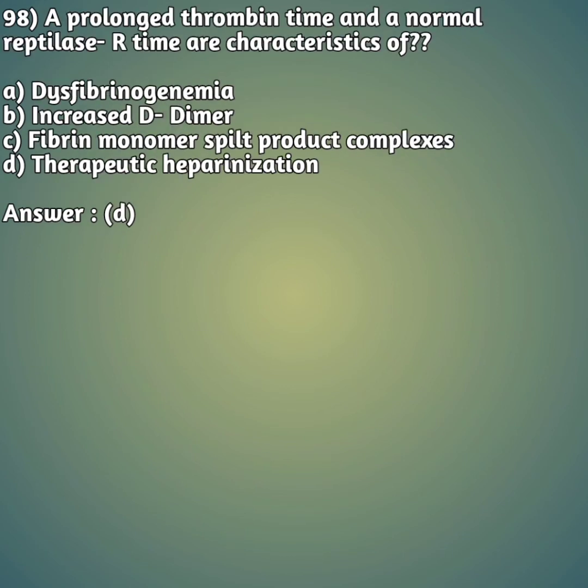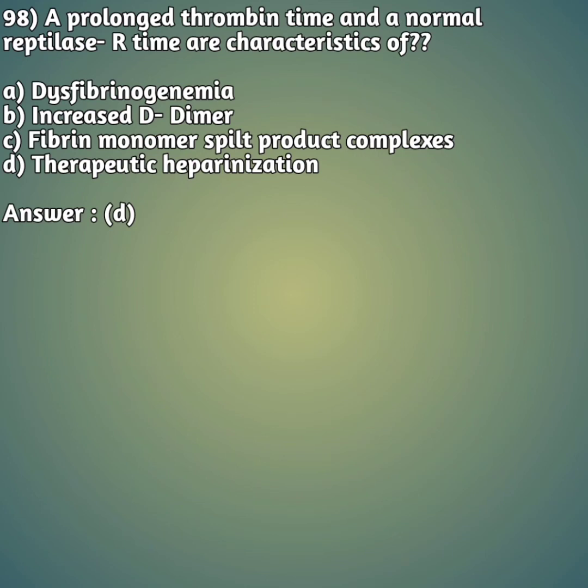Moving on to our 98th question. A prolonged thrombin time, which is called TT, and a normal reptilase time are characteristics of what? Option A, dysfibrinogenemia, option B, decreased D dimer, option C, fibrin monomer split product complexes, and option D, therapeutic heparinization. So the right answer is answer D, therapeutic heparinization.